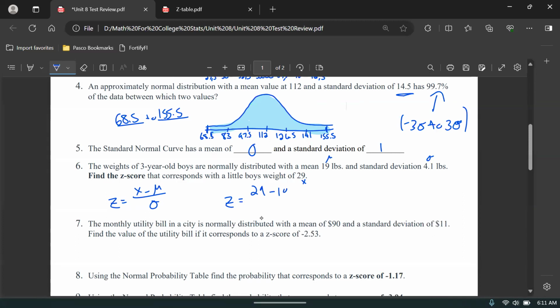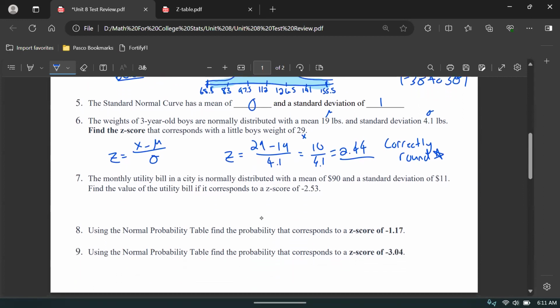So 29 minus 19 divided by 4.1. So this is 10 divided by 4.1, which is 2.44. Make sure you correctly round to 2 decimal places as well. All right.